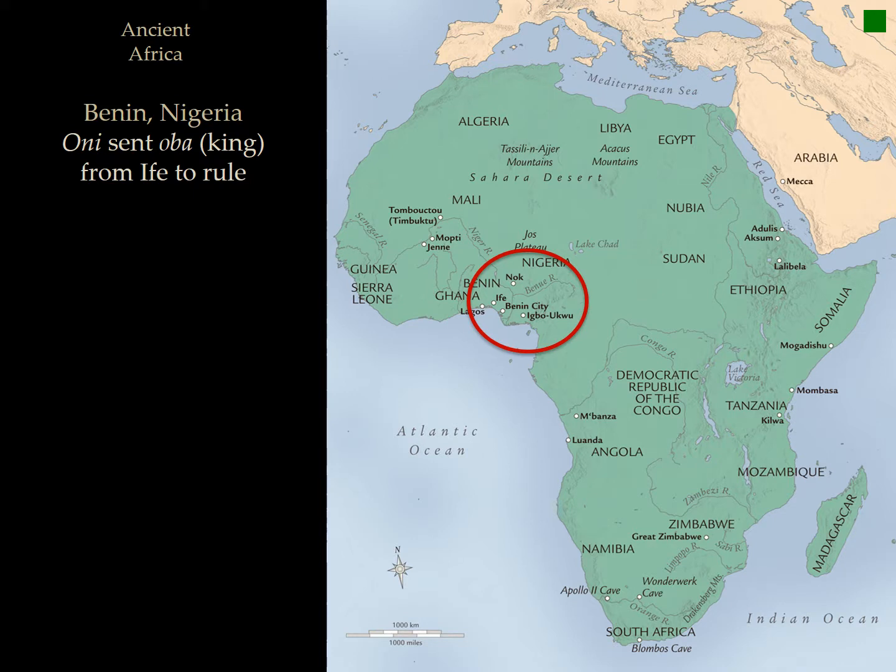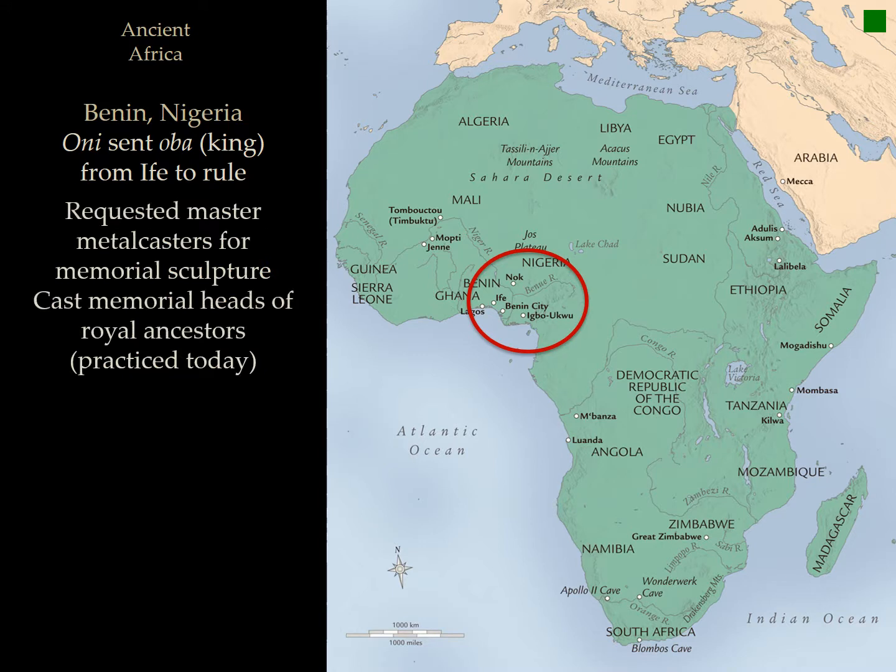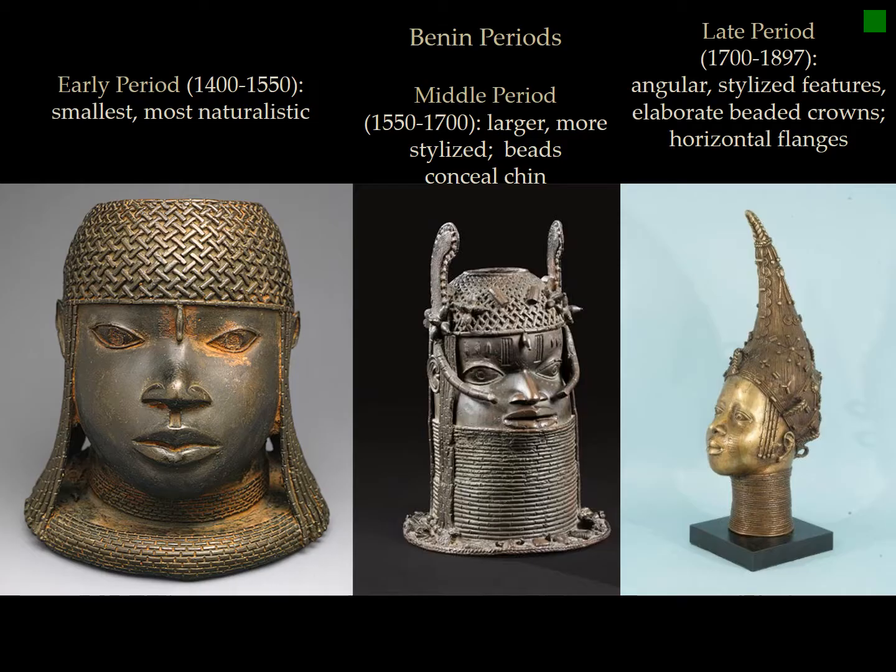So here at Benin, Nigeria, we have, as far as the story goes, the great Oni, the creator of all here on earth, sends the Oba, the king, from Ife to rule this area. He requests a master metal caster for memorial sculptures to be created and has cast memorial heads of royal ancestors. This is still practiced to this very day, as we still have Oba ruling these cities.